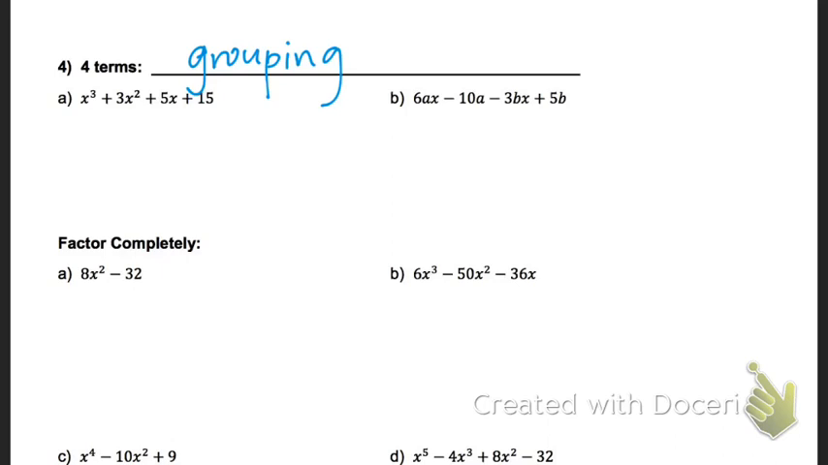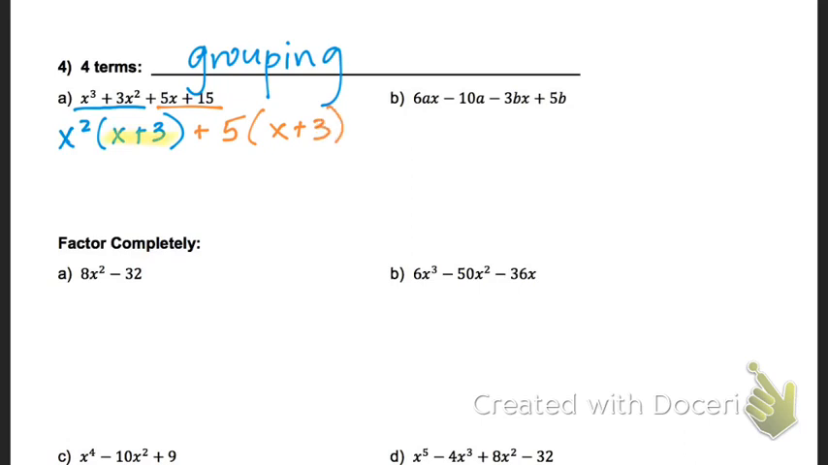What I mean by factor by grouping is you're going to isolate the first 2 terms and pull out a common factor. What would that be? X squared, and then I'm left over with x plus 3. Then I look at the last 2 terms and pull out a common factor there. So I have 5, and I'm left over with x plus 3.